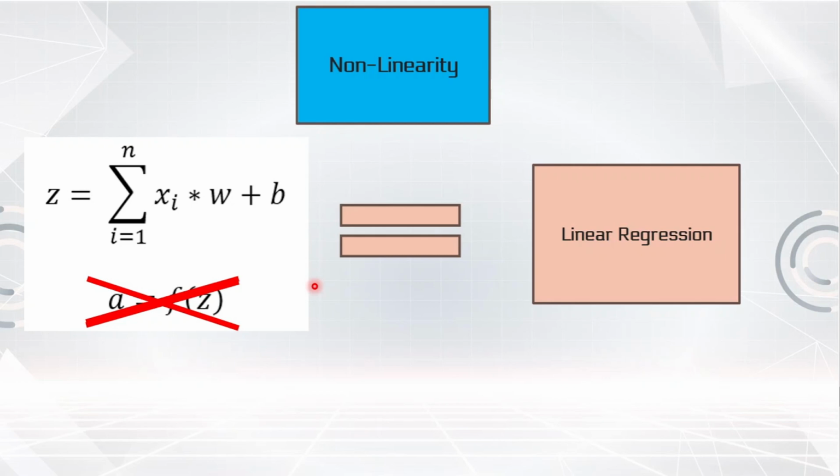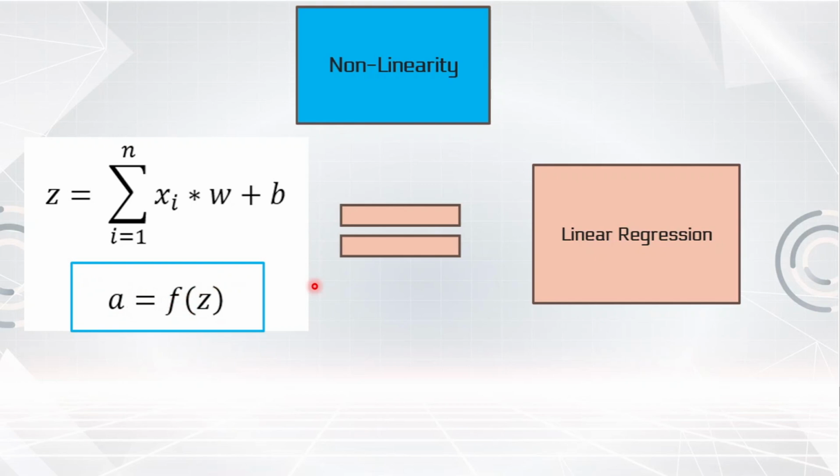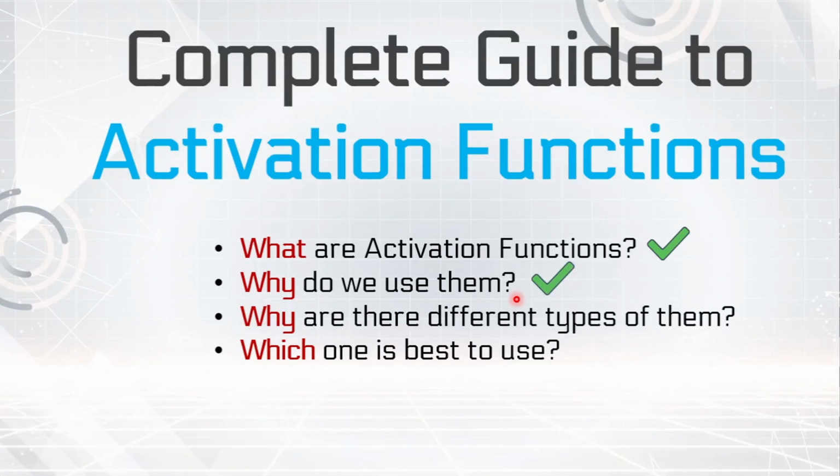But we don't want this to happen. We want more advanced models to solve more advanced problems, such as NLP, image recognition, pattern recognition, and so on. That's why we need to use activation function in order to have a better model than simple linear regression. That's why activation function is introduced to have nonlinearity in our model, so the model can learn nonlinear properties of the dataset. So as we know why we use activation functions, now let's move to why there are different types of them and what are their advantages and disadvantages.